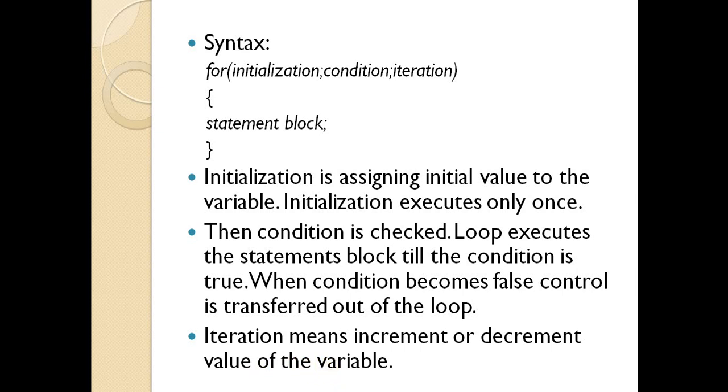So initially, iteration is going to specify how you are going to move to the next value. Okay, so let's see how it executes. When for starts, first step, initializing. Then it will check the condition. If the condition is true, it will execute the statements block.